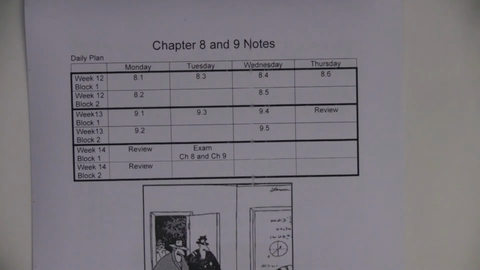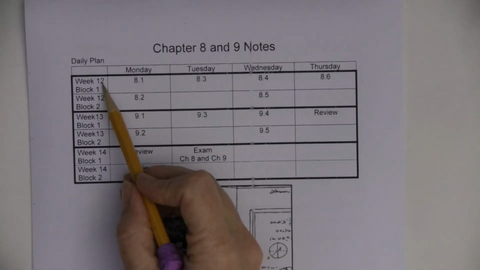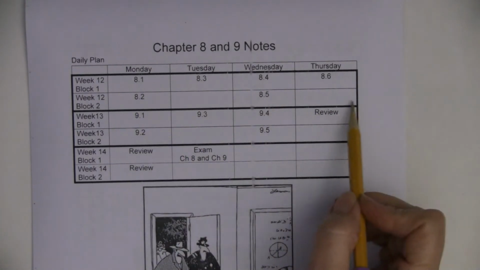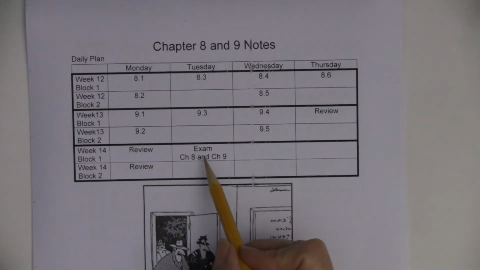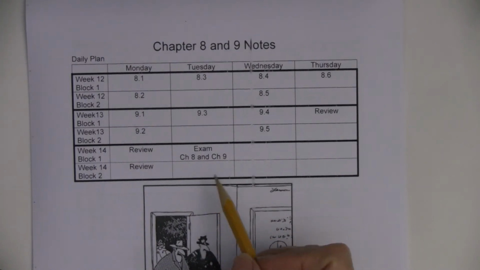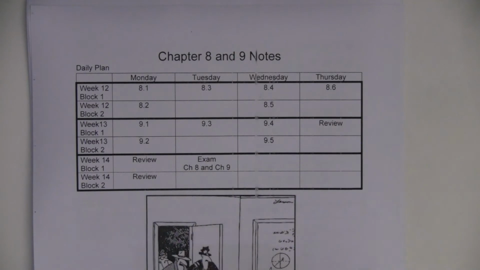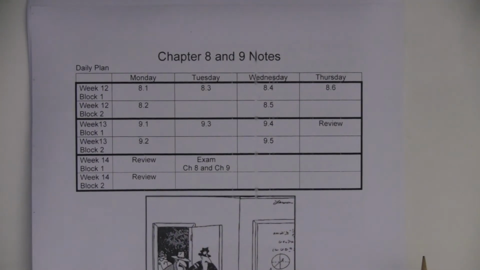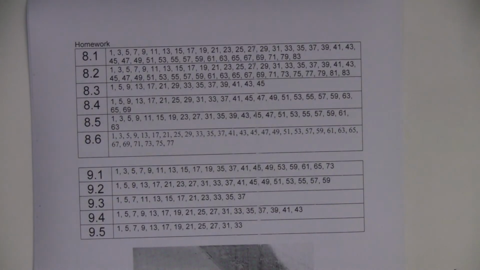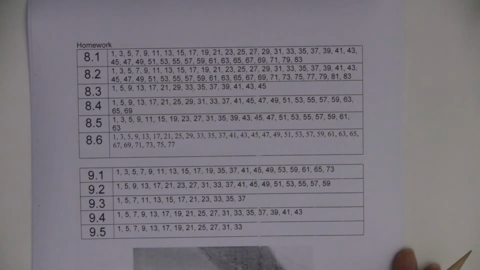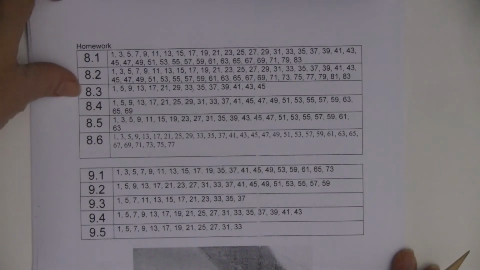So here's our game plan. Monday begins week 12, and here's our progression. You'll notice that our next test is in week 14, on chapter 8 and chapter 9. The homework: I put the notes on Canvas so that you can print them if you like, but you don't have to print them if you don't want to. The homework is on the second page of the notes for all of chapter 8 and all of chapter 9.